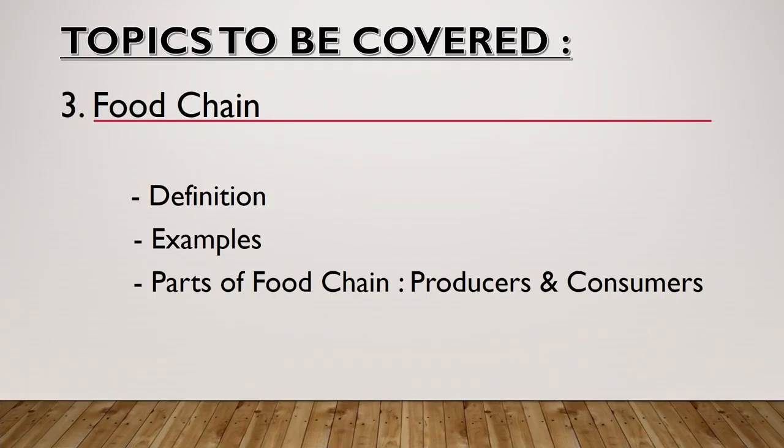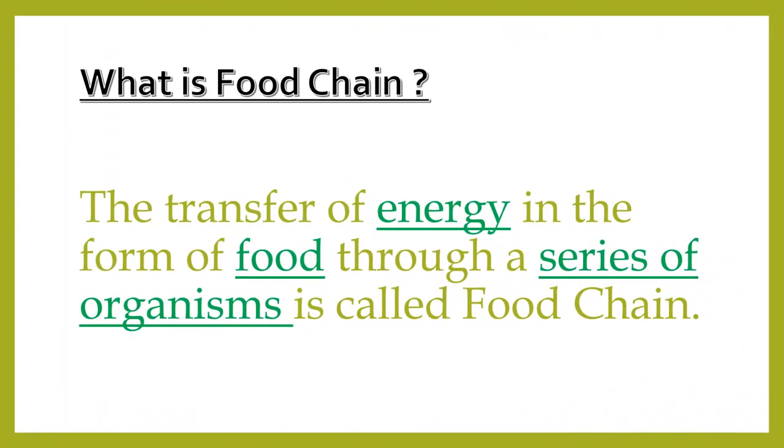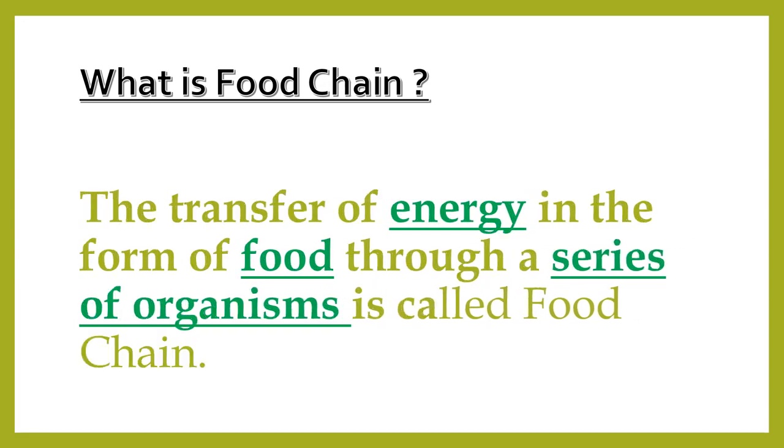In this video, we will be covering the topic food chain, its definition, few examples, and the parts of food chain. They are producers and consumers. What is food chain? It is the transfer of energy in the form of food through a series of organisms.